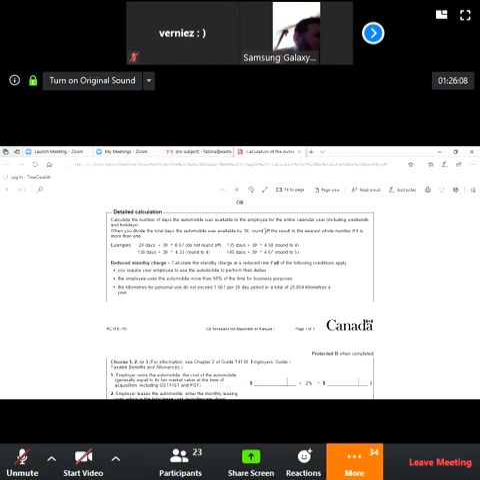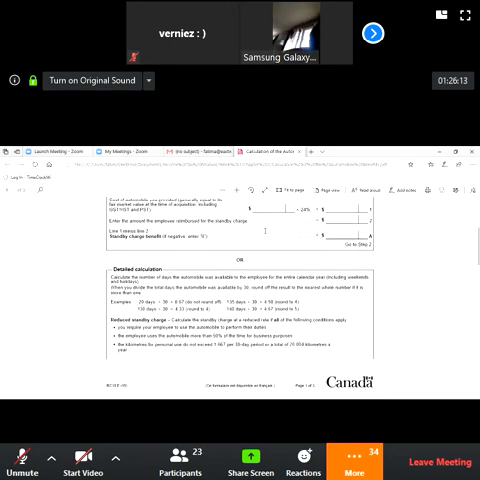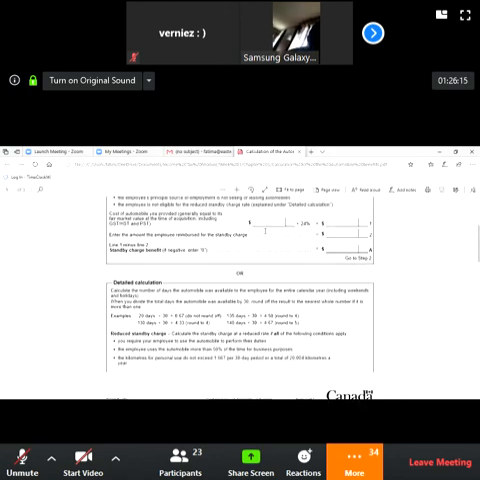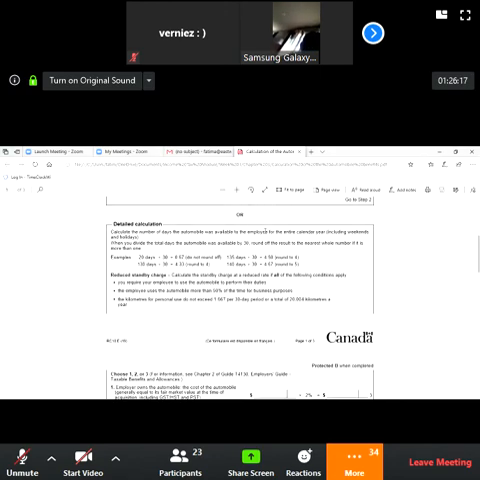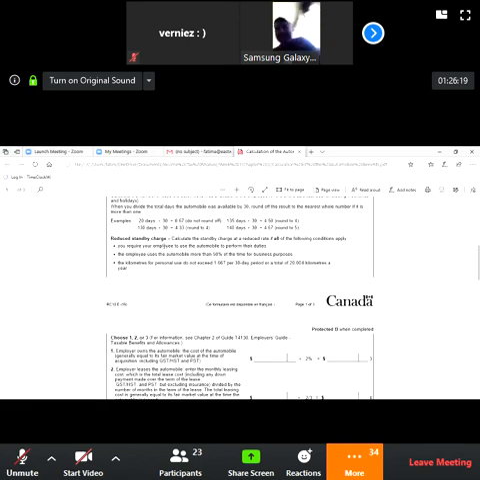So we were talking about the standby charge. The first method, if they want to calculate the automobile benefits, is the simplified calculation or the detailed calculation. Now, if you want to use the detailed calculation, you can use the reduced standby charge if you fulfill all the conditions of the reduced charge, which means you have to pay a little less.